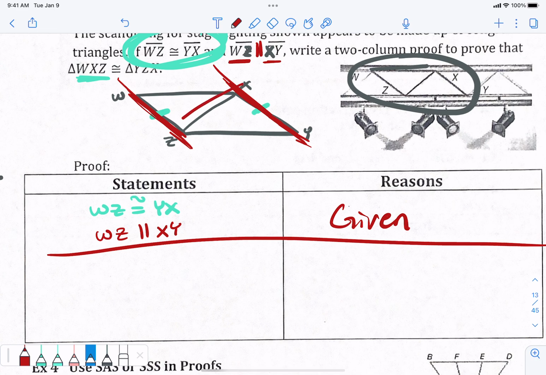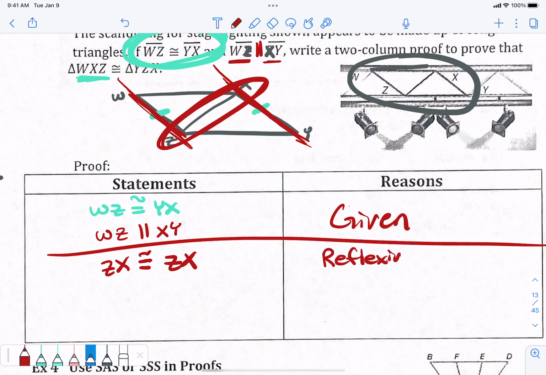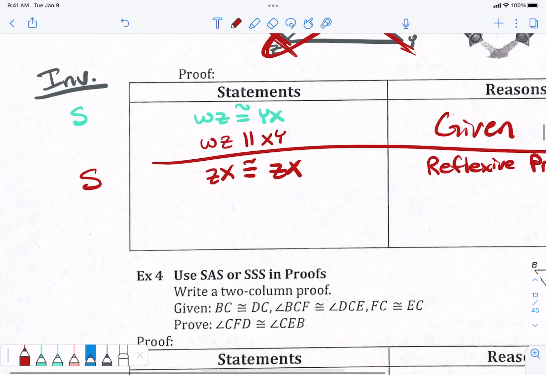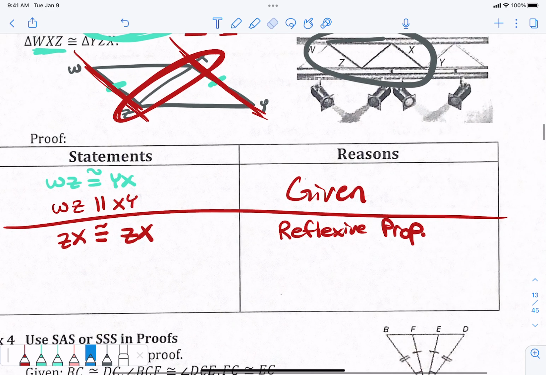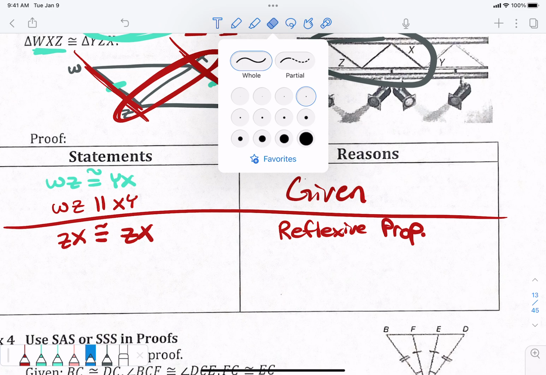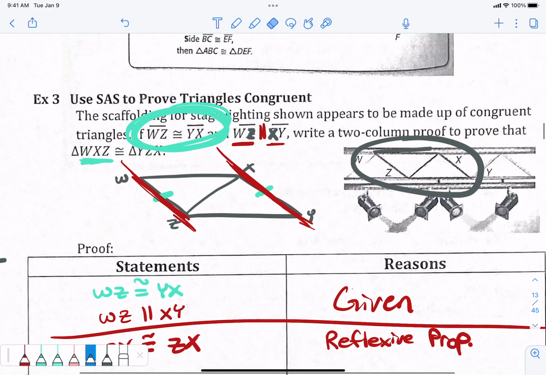Look at this. Mackenzie just said ZX is the side that they share. So she says ZX for the top triangle is congruent to ZX for the bottom triangle. They're the same side that they share. What's that called? That's the reflexive property. That gives me another side. So I have two sides. This one, if you didn't already know, we're using side angle side.